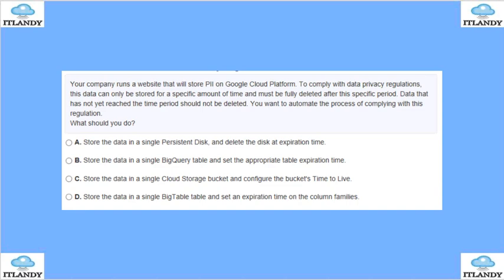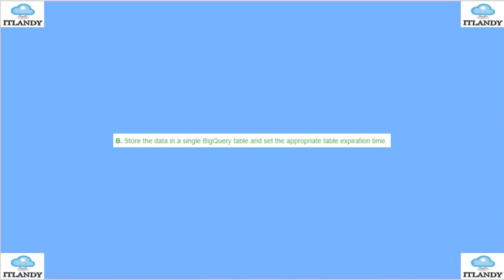A. Store the data in a single persistent disk and delete the disk after the time expires. B. Store the data in a single BigQuery table and set the appropriate table expiration time. C. Store data in single cloud storage bucket and configure the bucket time to live. D. Store the data in single big table and set expiration time on the column families. So the answer will be B. Store the data in single BigQuery table and set the appropriate table expiration time.